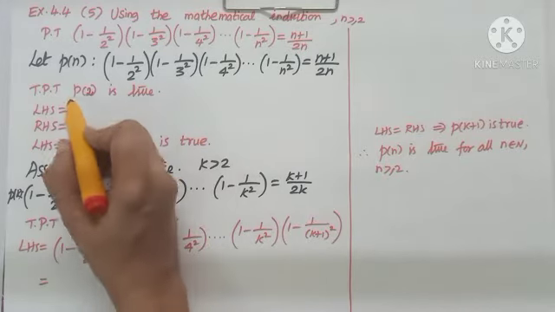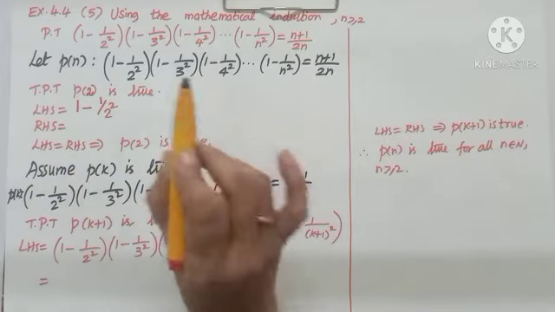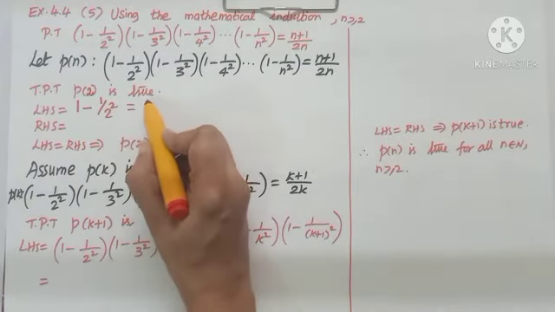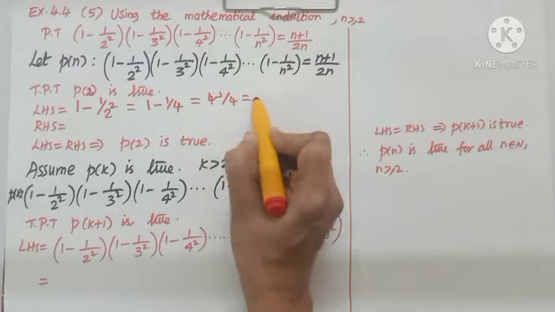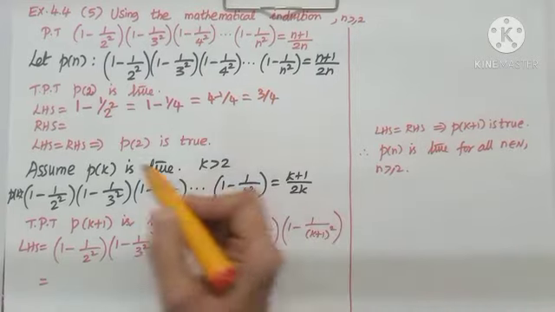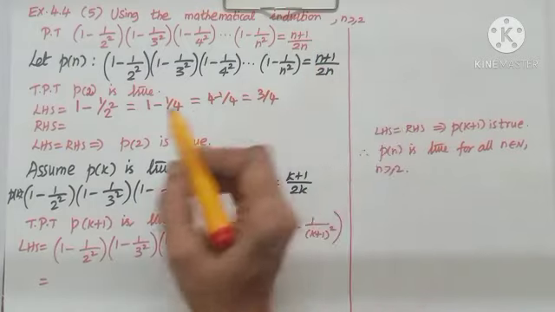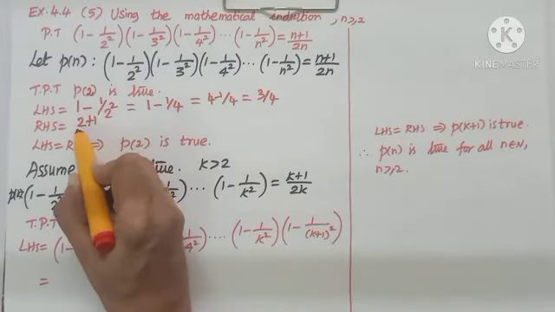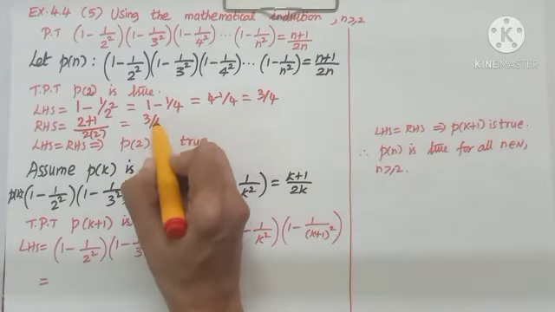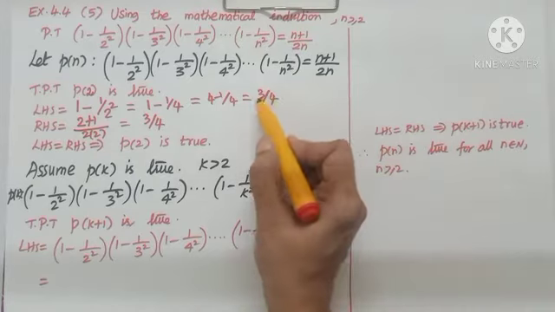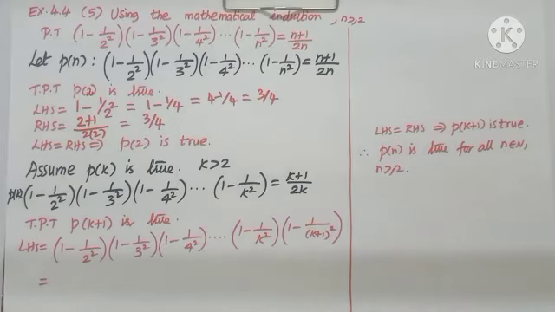P of 2 tells me LHS is 1 minus 1 by 2 square, the very first term, that's all. Equals 1 minus 1 by 4, that is 4 minus 1 by 4, that is 3 by 4. RHS, wherever n is coming, let us put 2. So, it becomes 2 plus 1 by 2n, 2 into 2. That is also 3 by 4. LHS and RHS are equal, implies P of 2 is true.